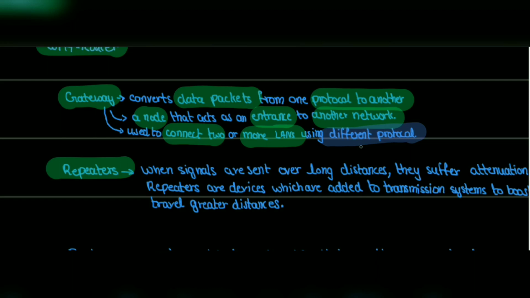For example, if there are two or more LANs and they have different protocols, like one is using Wi-Fi and the other is using Ethernet cables, then in order for those LANs to communicate with one another, we use a gateway. It's written here: used to connect two or more LANs using different protocols.